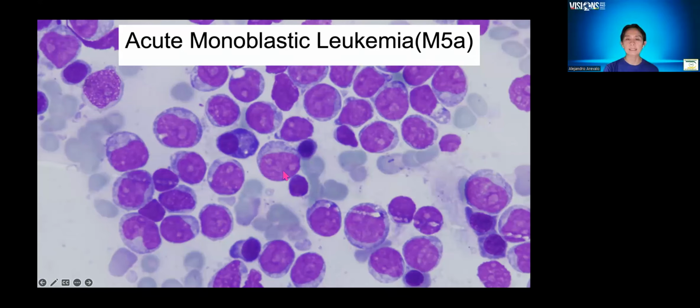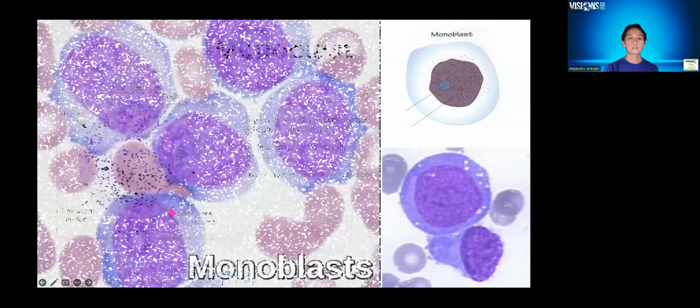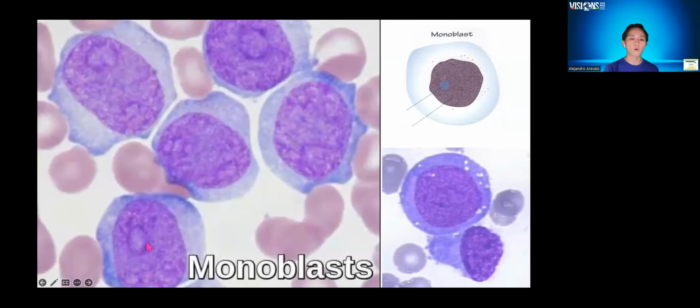Now, briefly, since we're on the topic of acute monocytic leukemia: for acute monoblastic leukemia, the predominant population of the blast cells would be the monoblasts. In contrast to acute monocytic leukemia, wherein the predominant cells would be your promonocytes. To differentiate your monoblasts from your promonocytes, monoblasts will have a round nucleus, often without any folding, and the nucleoli appear to be prominent. So this is another example of your monoblast.